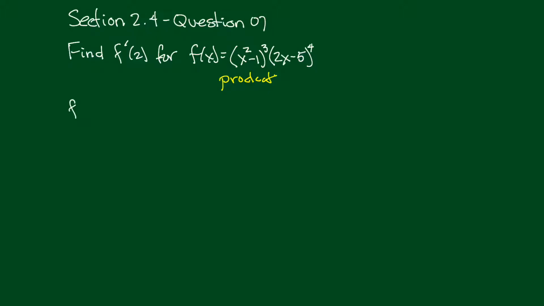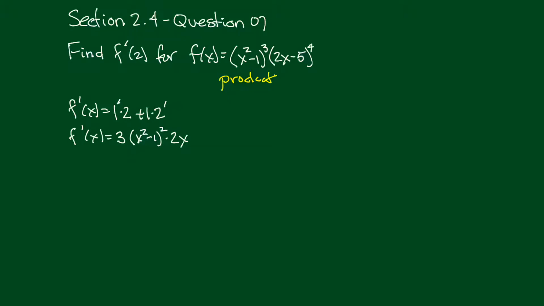Now, the product rule goes like this. F prime of x is going to be the derivative of the first times the second, plus the first times the derivative of the second. So let's do this here. F prime of x will be, now the derivative of the first, I'm thinking of this as the first factor. This one over here is the second factor. So using the general power rule, the derivative of the outside times the derivative of the inside, we're going to get 3 times x squared minus 1 squared, there's the derivative of the outside, times the derivative of the inside, which is 2x. 2x, the derivative of the inside here.